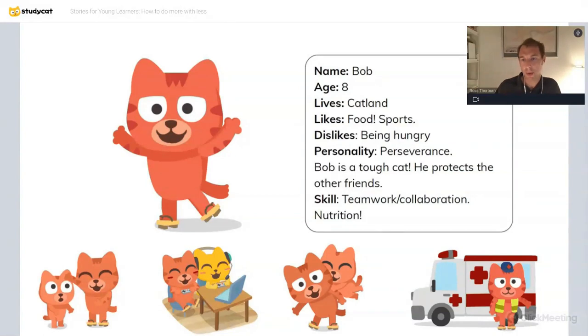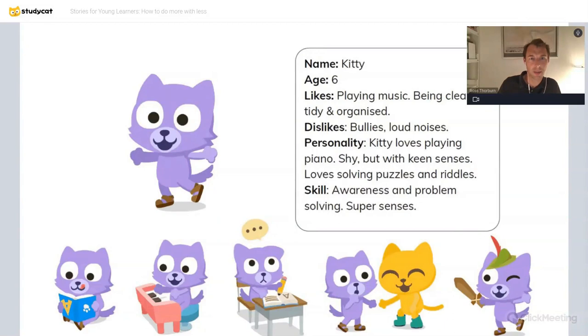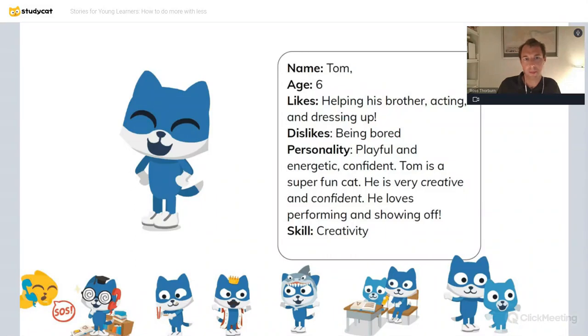We also had Bob, who's one of my favorite characters. He's a little bit older. He loves eating, maybe slightly overweight, but he also likes sports, and he's a tough cat, and he protects his friends. We've got Ali, who's someone who loves reading and loves talking and sleeping. Kitty, who's the youngest and also the smallest of the characters. She's a little bit more shy than the other cats.